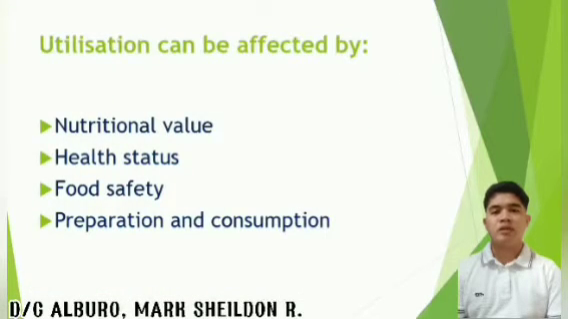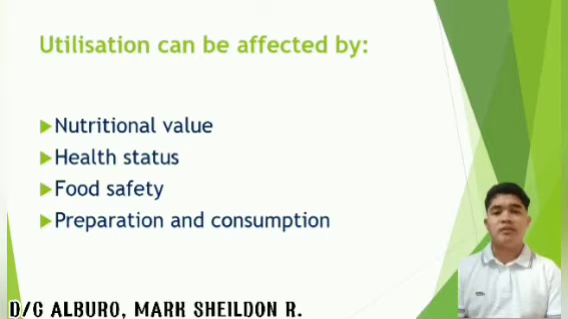So utilization can be affected by, first, the nutritional values provided by the foods that are consumed, as measured in calories, vitamins, proteins, and various micronutrients such as iron, iodine, or vitamin E. Second is the health status: the effect of diseases such as HIV, AIDS, or diarrhea on the ability to consume food and absorb and metabolize its nutrients.